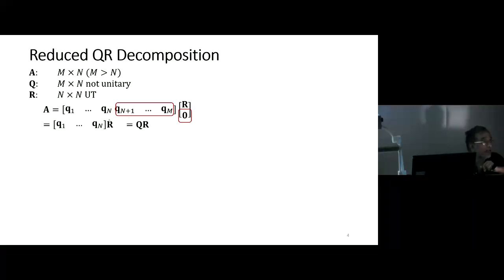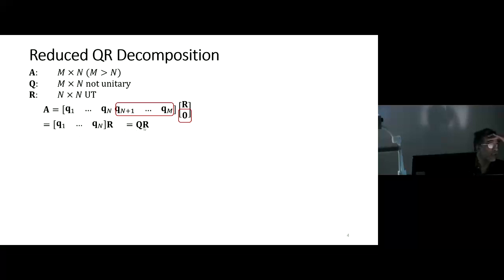So I simply take the first n columns of Q, which are going to get multiplied with R, and I discard this, because it's going to get multiplied with zeros. And so what I get is my new Q. This new Q is an m by n matrix. It is a tall matrix, so it cannot be a unitary matrix. A unitary matrix is a square matrix. But the columns are still mutually orthogonal and they are unit vectors.